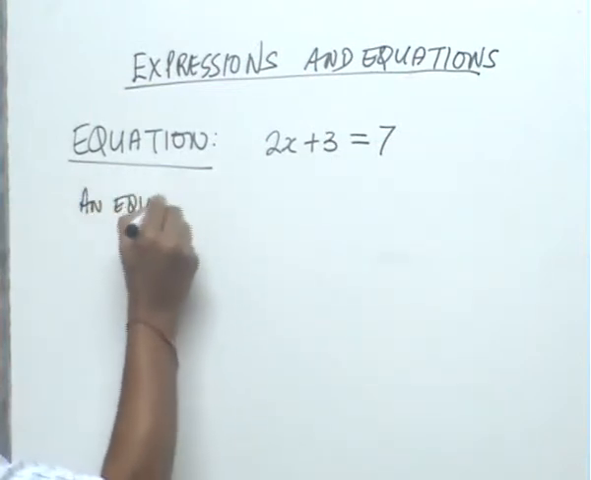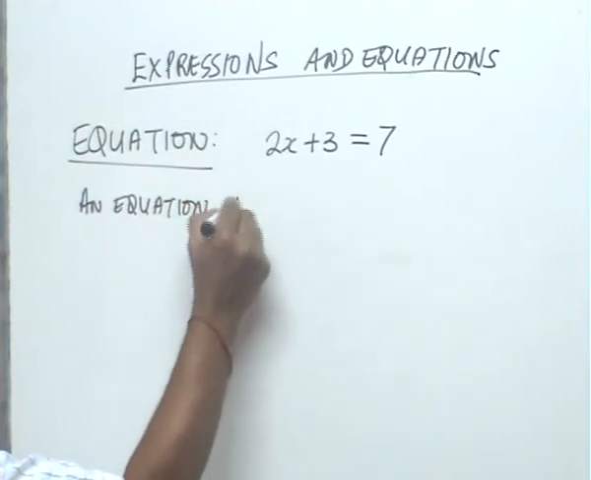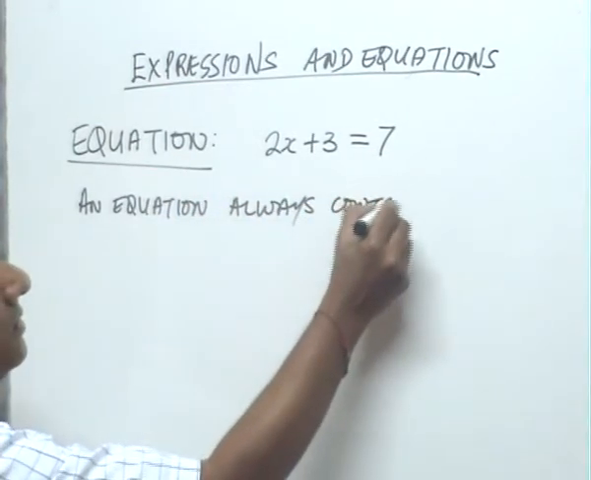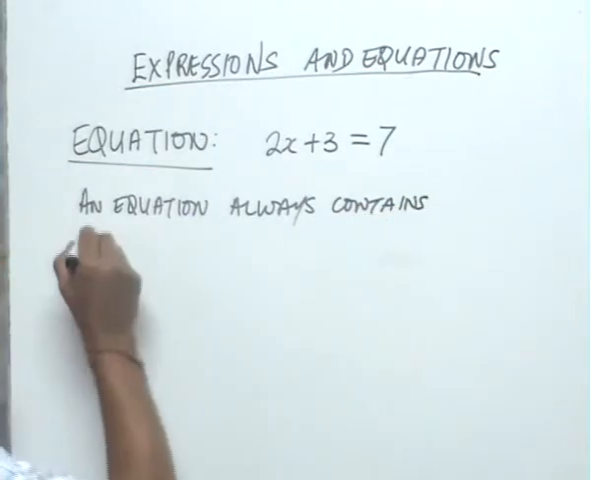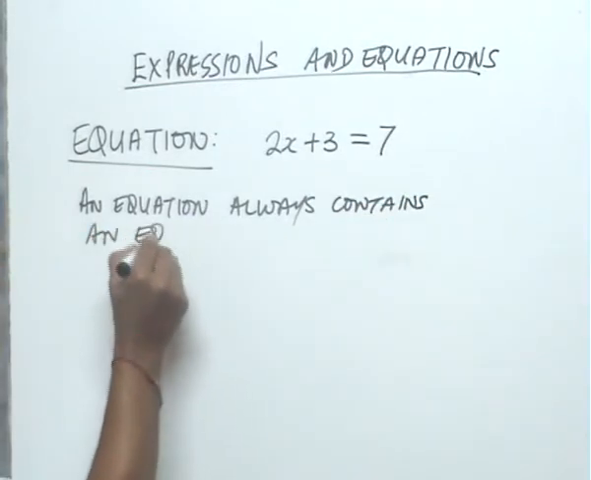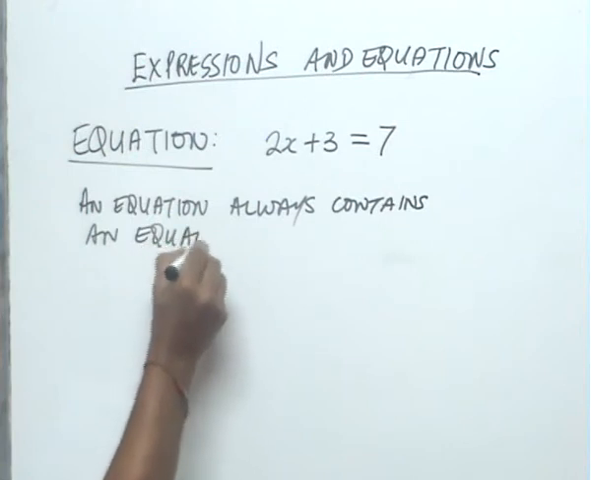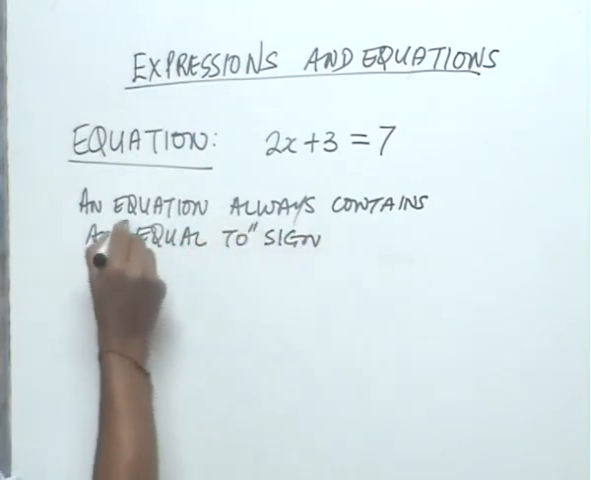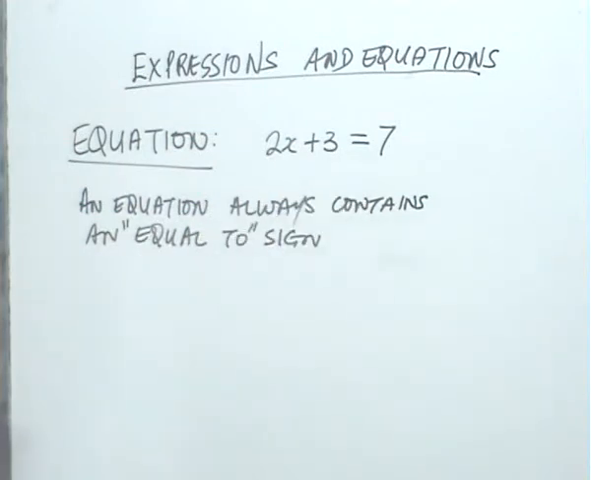So an equation always contains an equal to sign. You see that sign there? It's an equal to sign. So that's what an equation is.